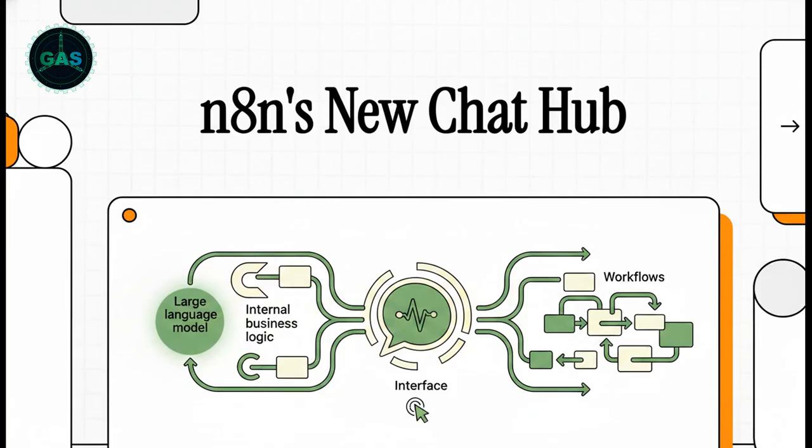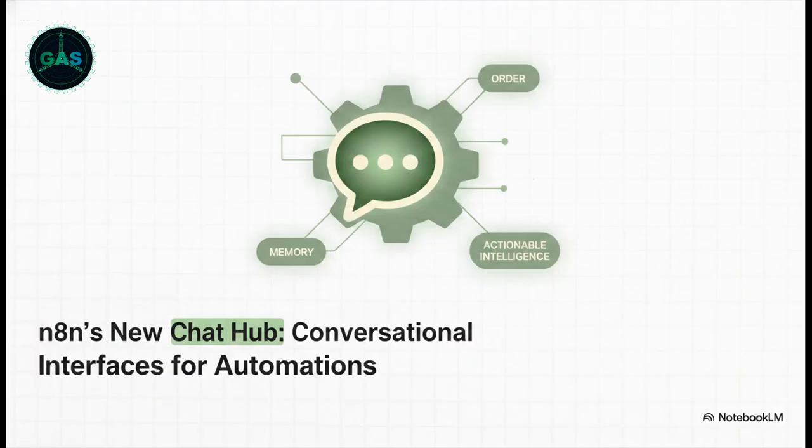Today we will be discussing n8n's new Chat Hub release and the conversational interfaces it unlocks for automations. You know, automation isn't just about wiring things up in the background anymore. It's really about how we actually converse with our data and our daily operations. So today, we're diving into this single, streamlined workspace that literally brings your large language models and your internal business logic together into one conversational hub.